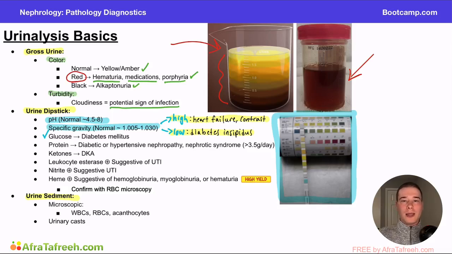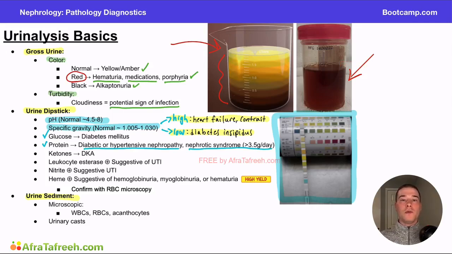We would also not typically expect to see protein in the kidneys. So if we do have protein, this indicates what kind of pathologies might be associated with the patient, such as diabetic or hypertensive nephropathy, or a nephrotic syndrome. Much more on this to come. But nephrotic syndrome basically says that patients have an excess amount of protein in their urine. Greater than 3.5 grams per day is typically a diagnostic criteria for nephrotic syndrome.